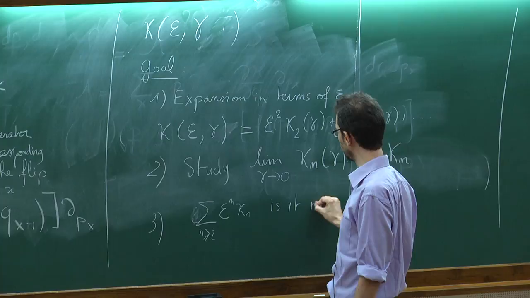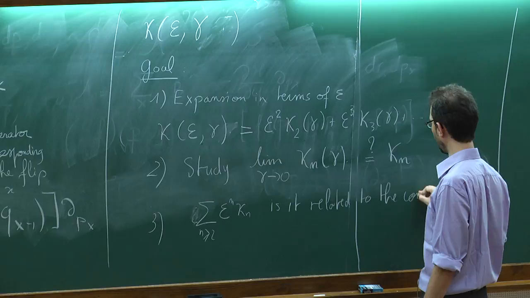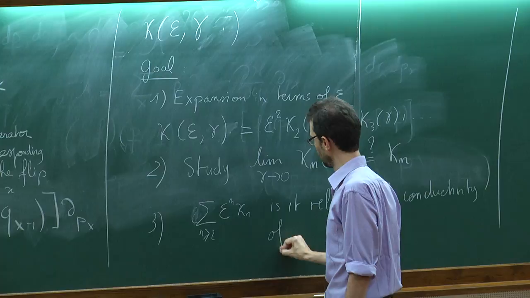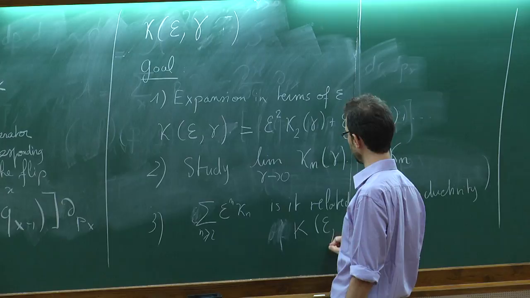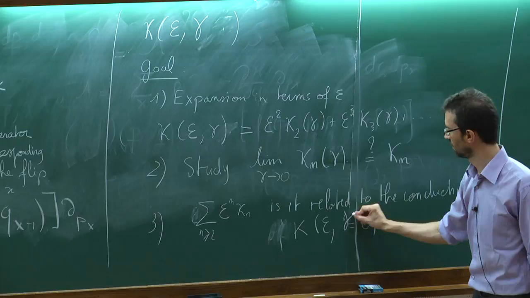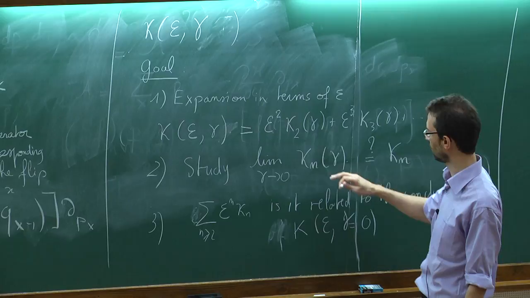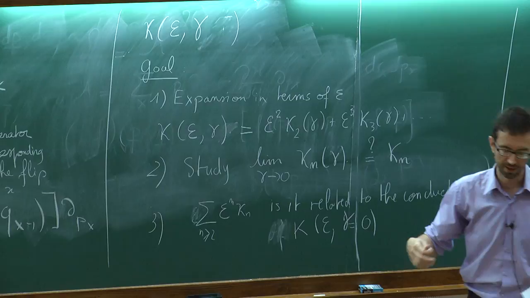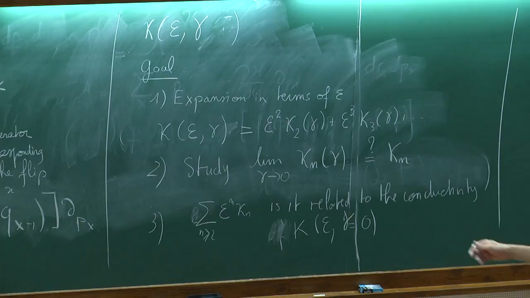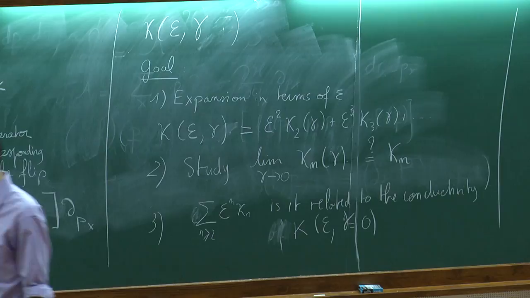Is it related to the conductivity of the true anharmonic chain, the conductivity of the true harmonic chain? So it means kappa(epsilon, gamma equal to zero). Because we expect that this quantity is well defined, the conductivity of the chain without any noise should be well defined. Okay, but now we do it in two different limits. We first perform the weak coupling limit, and then we send the noise to zero, and we would like to understand if this is related to the true conductivity or not.